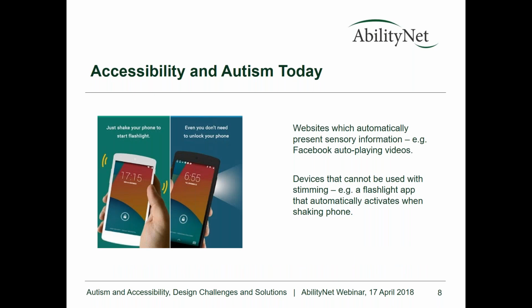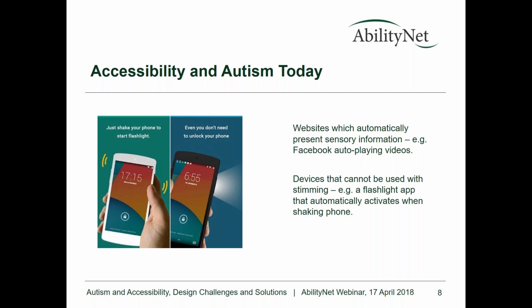So what are some things we can talk about today? Some, as I've already talked about, is websites that present sensory information. For example, if I'm on Facebook and we have auto-playing videos, well, we can talk about that as potentially being a problem for people with autism who are perhaps quite sensitive to sensory information. So we can say, as an accessibility concern, can we consider not auto-playing videos?